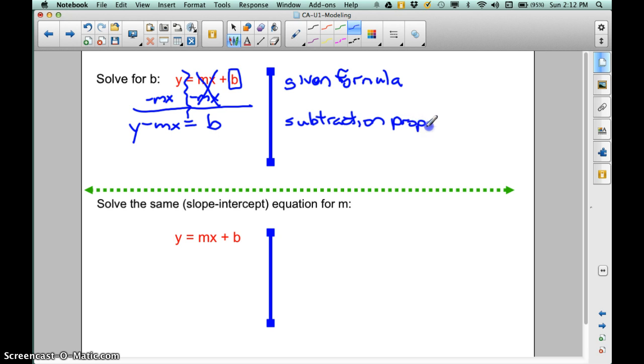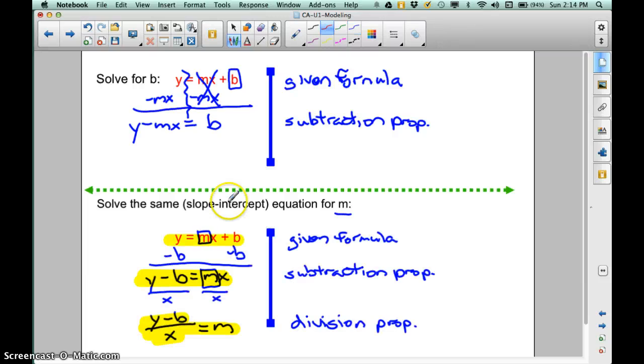I want you to go ahead and look at the next example, and you'll see that it's the same equation, but this time the directions say to solve for m. And I want you to pause the video and go ahead and try to do that on your own now. So how did you do?